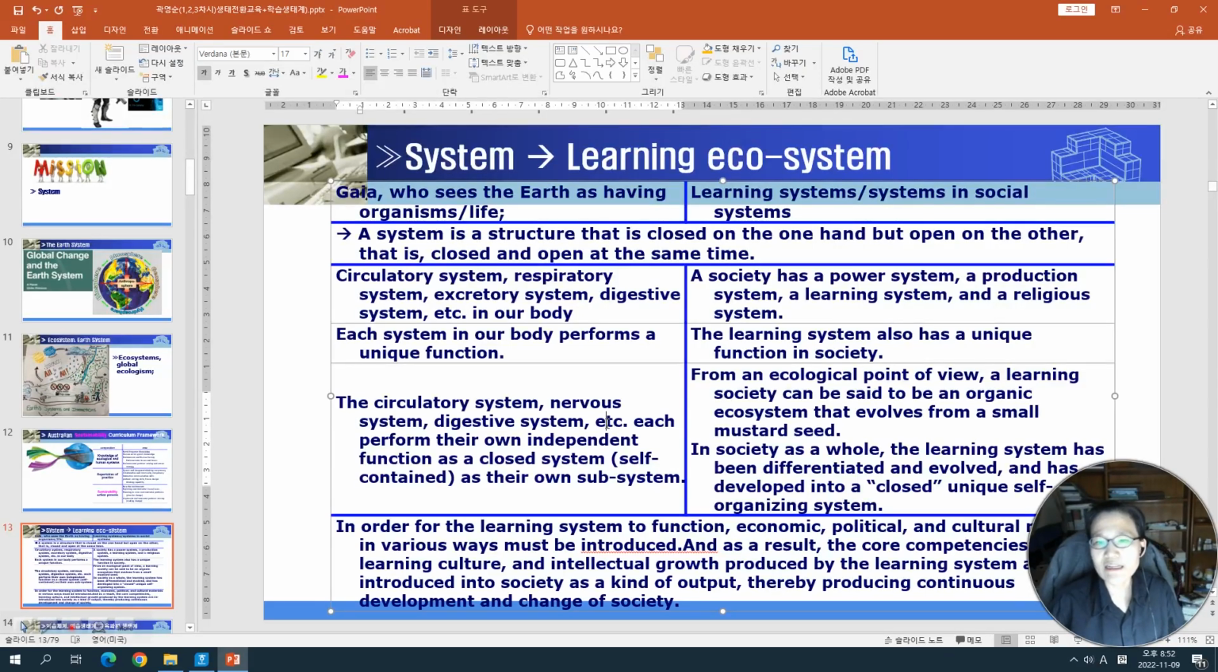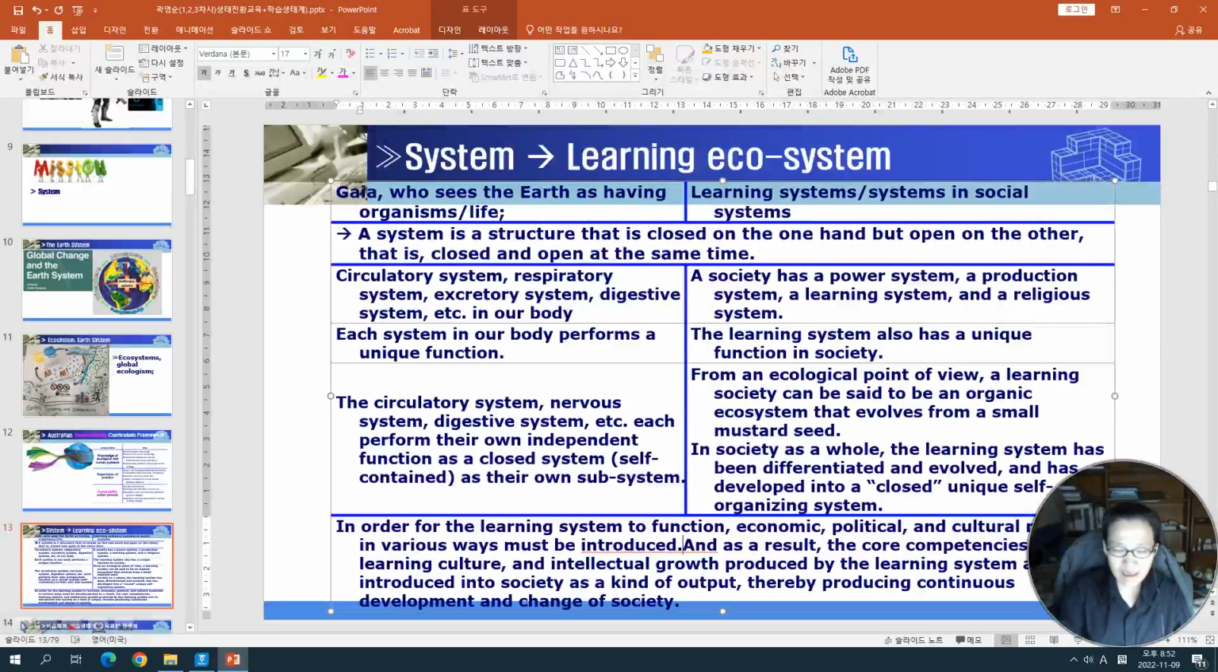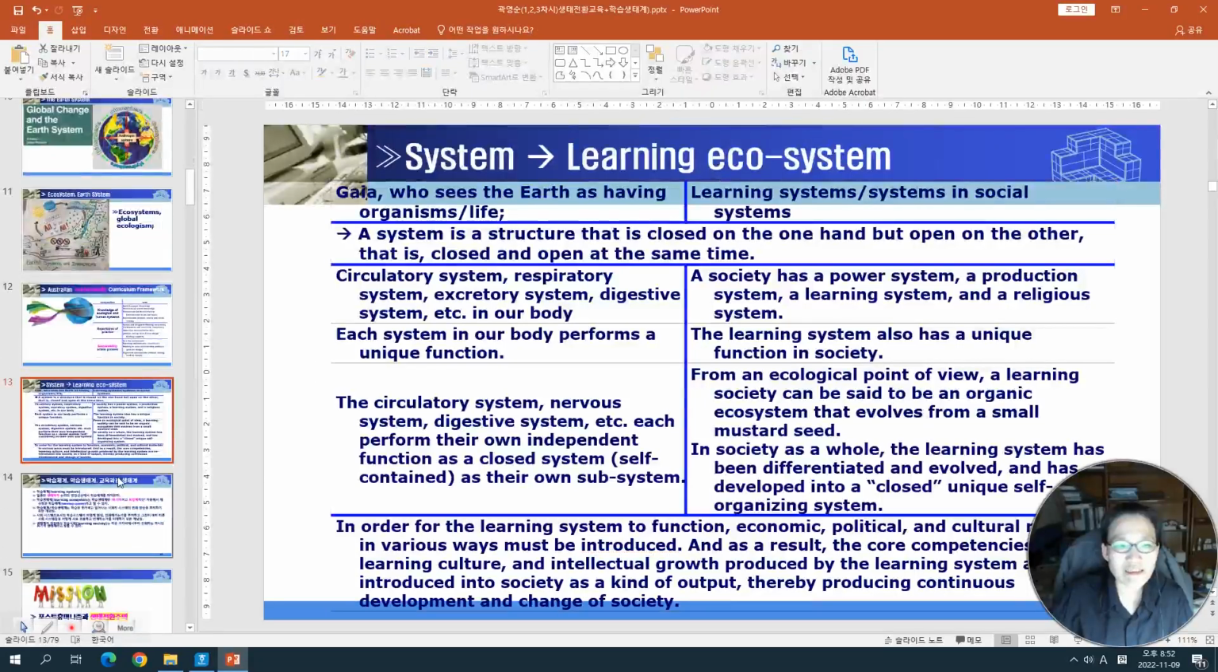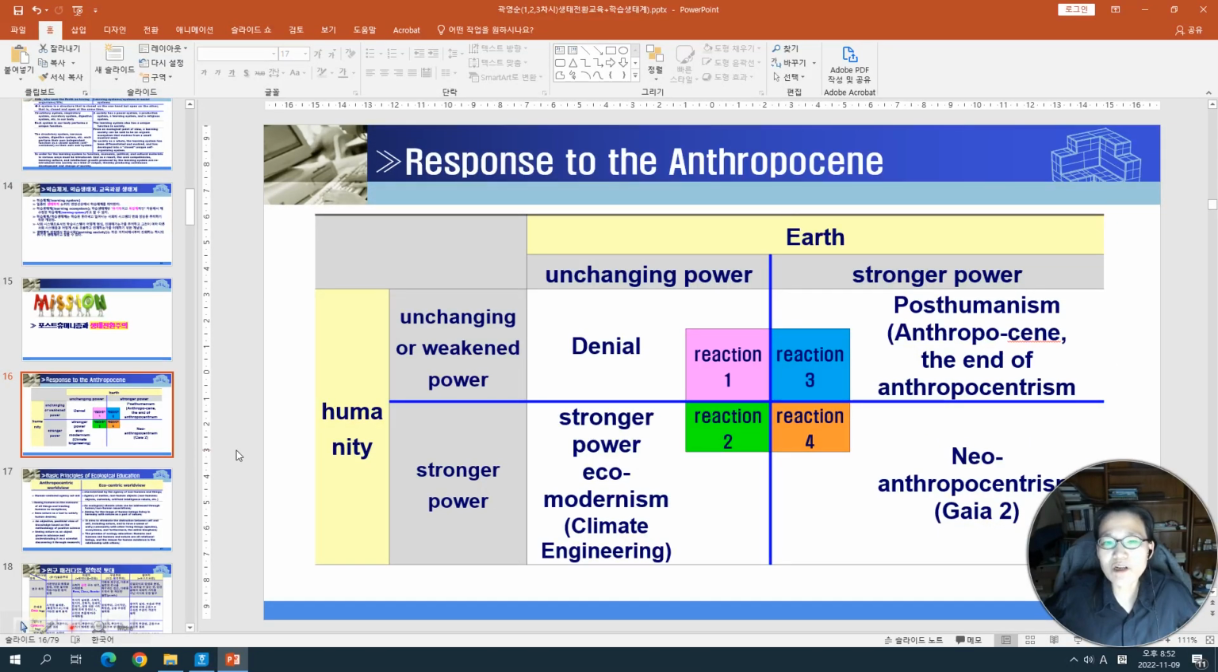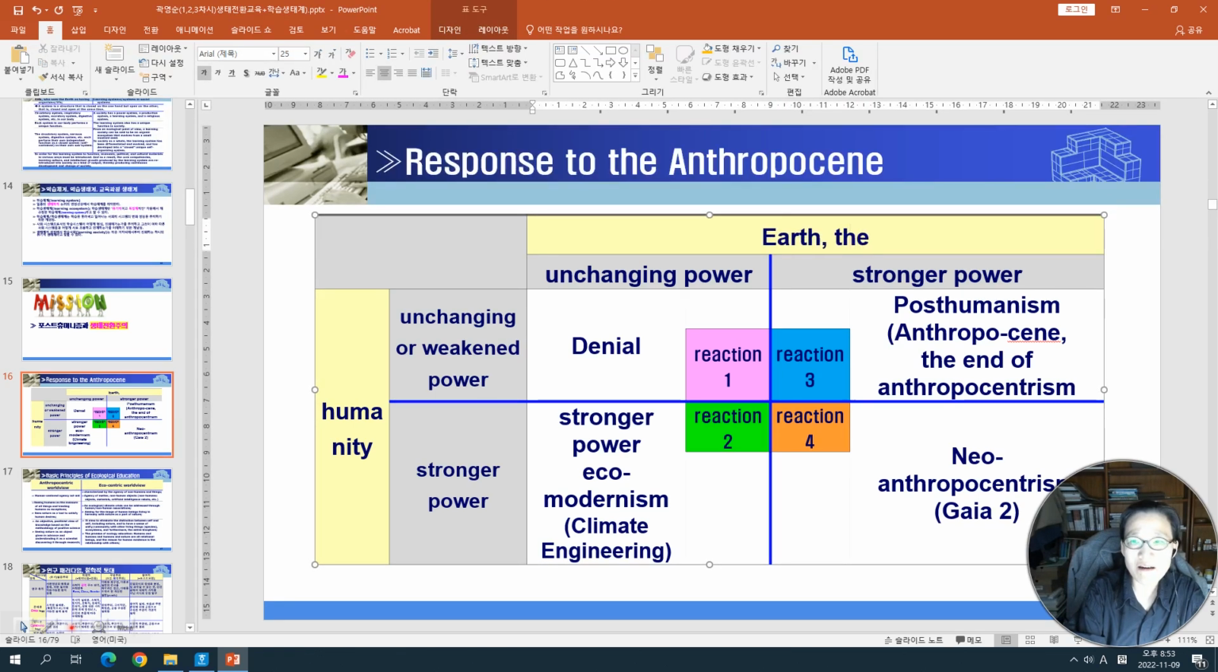There are all kinds of systems. Society is also a system. And why am I saying this? We need to approach climate crisis in a systematic way. So this is another view of how to respond to Anthropocene discourse, or how we approach the climate crisis. There are four reactions. The one axis is about Earth. We are familiar with the Mother Earth, right? Also, they call it Gaia.